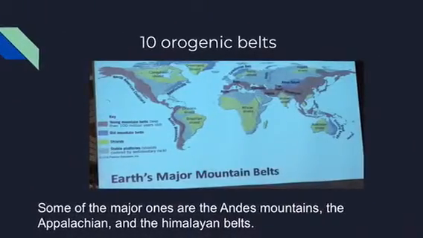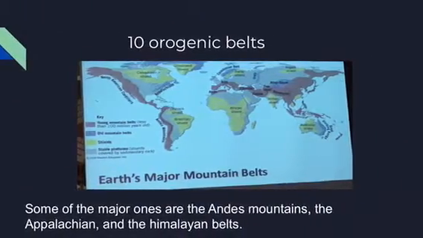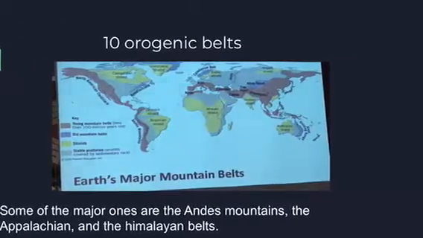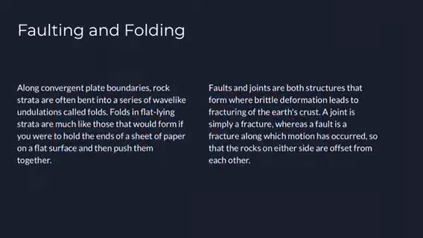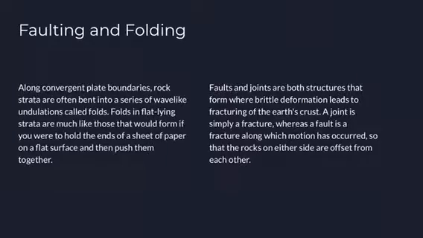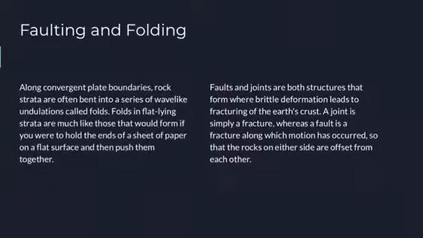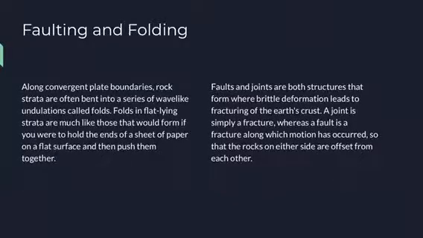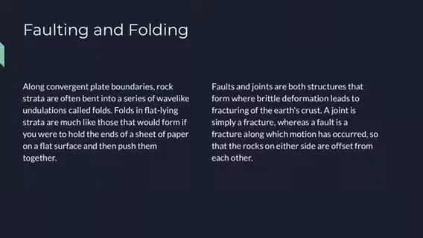Some of the major orogenic belts are the Andes Mountains, the Appalachian Mountains, and the Himalayan belts. Along convergent plate boundaries, rocks are bent into wave-like folds. Folds like these would form if you were to hold the ends of a sheet of paper on a flat surface and then push them together.